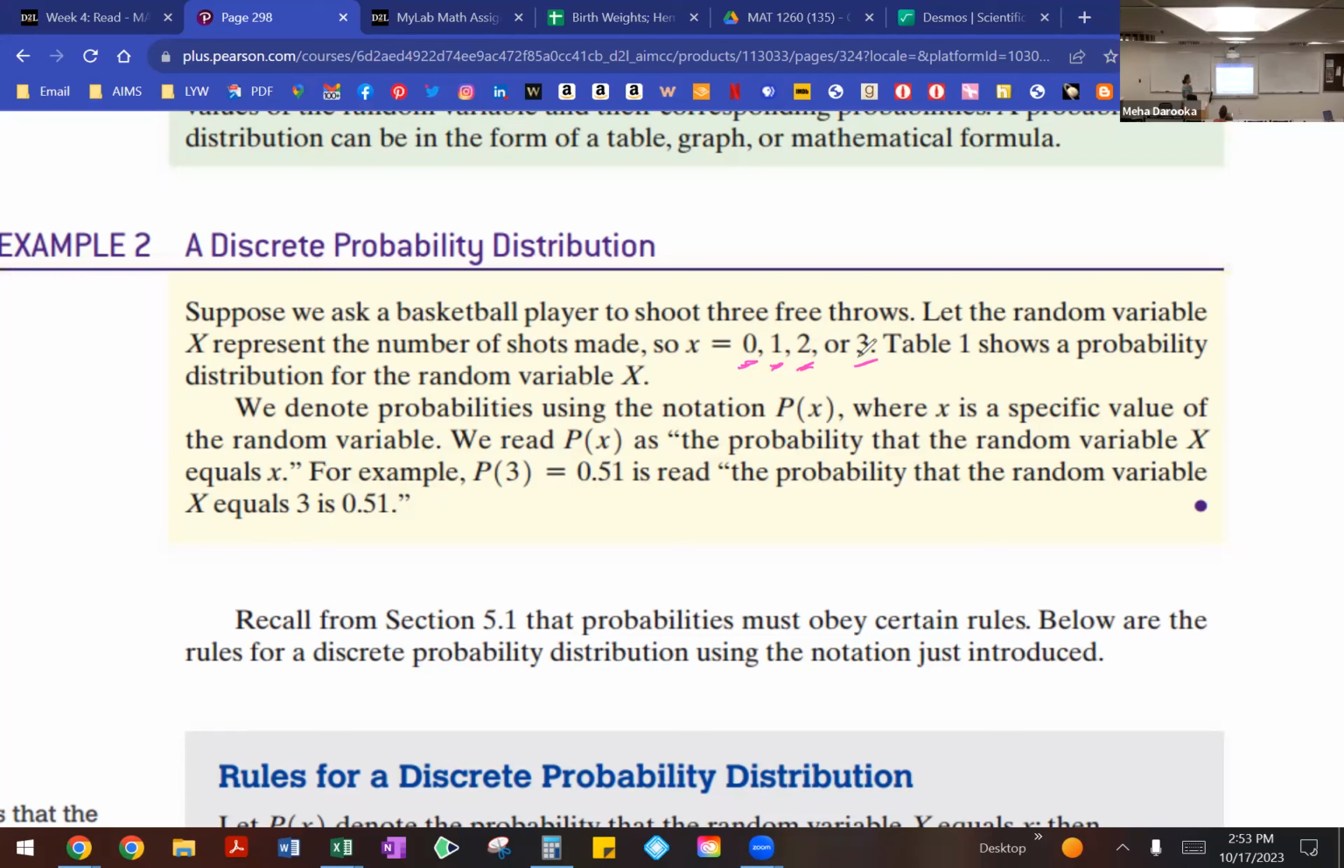We denote probabilities using the notation P(x), and you will notice that's a small letter x, where x is the specific value of the random variable. You read P(x) as the probability that the random variable X is 0, 1, 2, or 3, depending on the small x value. So here we would say the probability that the basketball player makes all three shots is 0.51, and you read it as the probability that the random variable X equals 3 is 0.5.